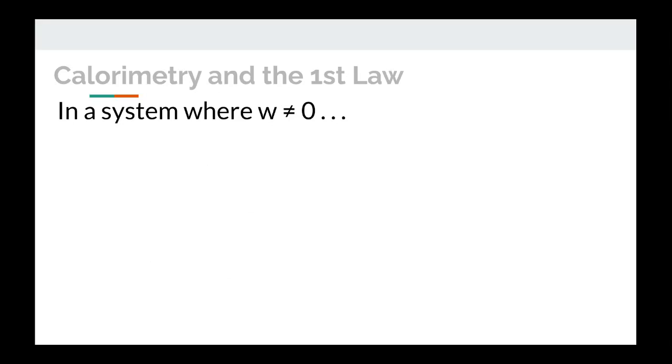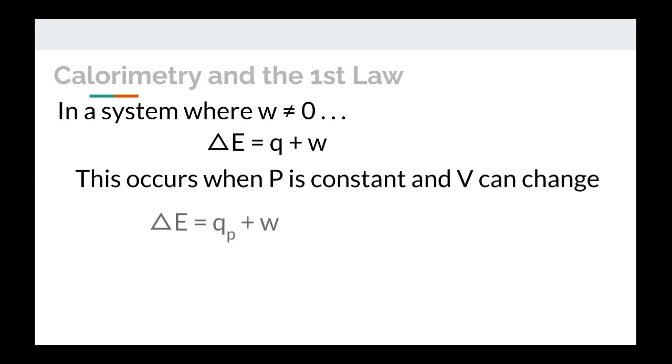In a system where working is possible, where there is some work energy transfer, then the first law of thermodynamics looks like this, and you have to include the W. Remember, when pressure is constant and volume can change, the quantity of work is pressure times change in volume. And we're making the convention here that working is positive when energy enters the system through working, and it's negative when energy leaves the system through working.